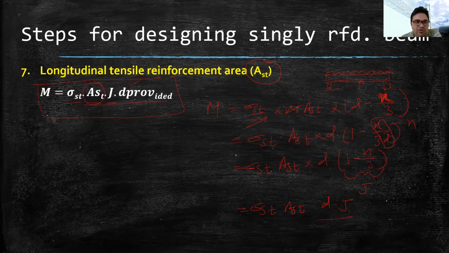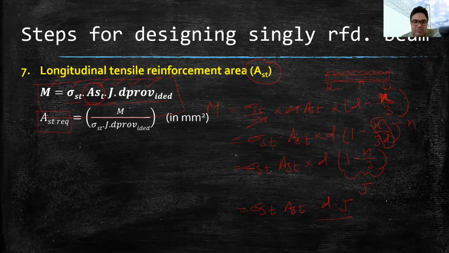Now using this formula, we will find out AST. M we have already calculated in step 5. Sigma ST we can find out from the steel table. J value we have calculated in step 1, and D provided we have from step 2. So the only unknown parameter here is the AST value. Using this relation, we can find out AST required, how much area of steel is required to resist this bending moment. Based on this, we use the formula AST equals M by sigma ST into J into D provided. This is how we calculate.